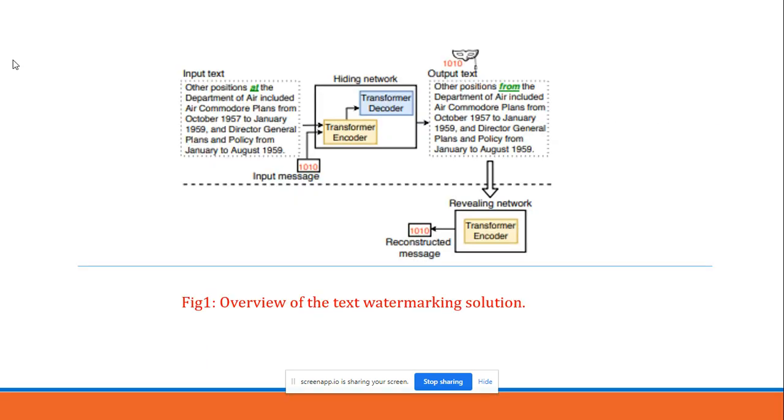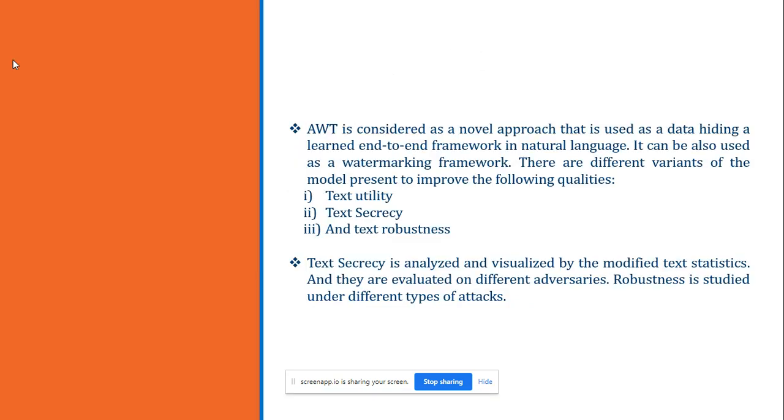One example and overview of the text watermarking solution is as shown below. Here, the input text is passed through the hiding network with the presence of a transformer, decoder, and encoder. The input message is transferred and checked for plagiarism. After checking the plagiarism, the transformer encoder reveals whether the text is plagiarized or not.